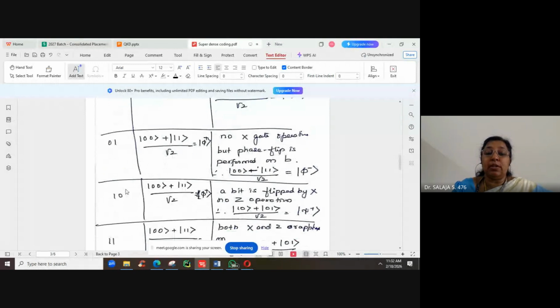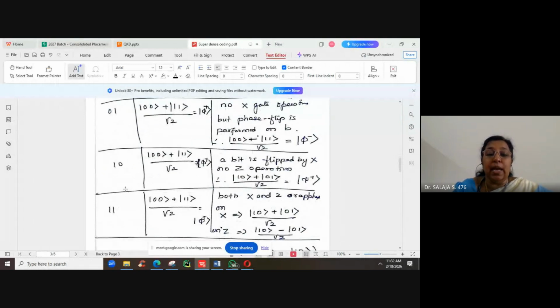Moving on to the third case, if the bit A is 1 and bit B is 0, the X gate is performed and not the Z gate operation. And therefore, the first bit, the ket 0 value and this ket 1 are being flipped.